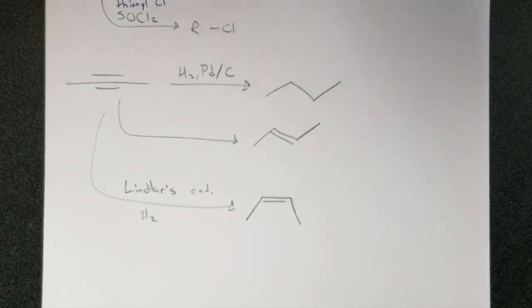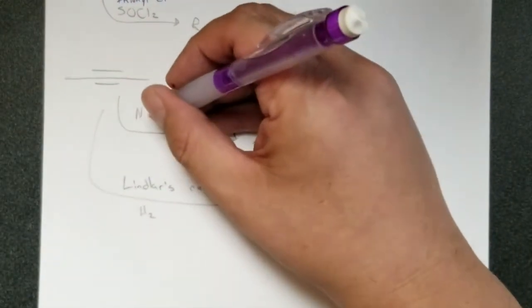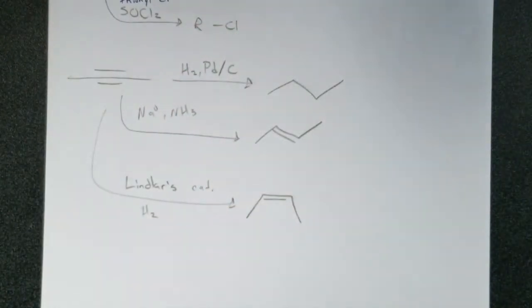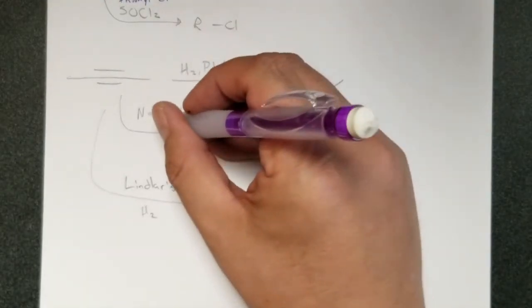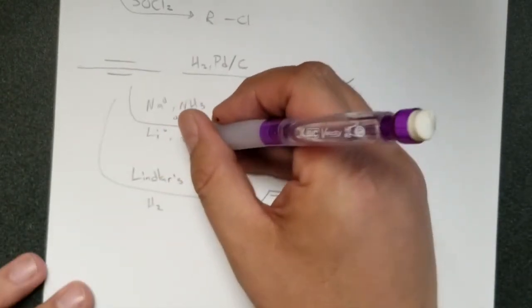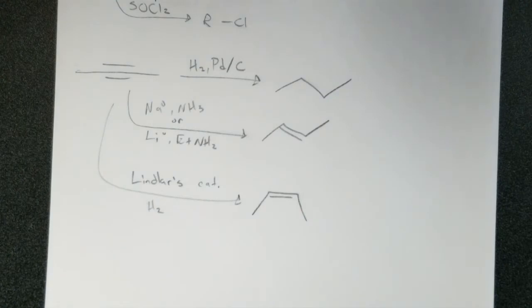What if you want the trans product? What do we use for that? Yep, I gave you two options last semester. There was sodium and NH3. And the other option, which is really similar and is actually the more commonly used way now, is lithium metal and ethylamine. Either one works fine.